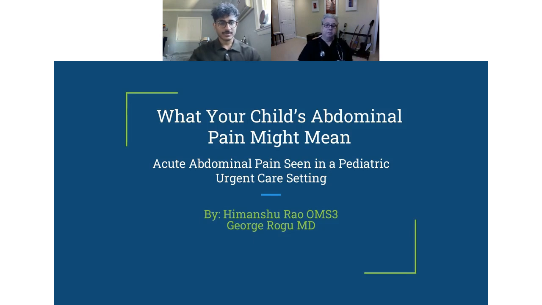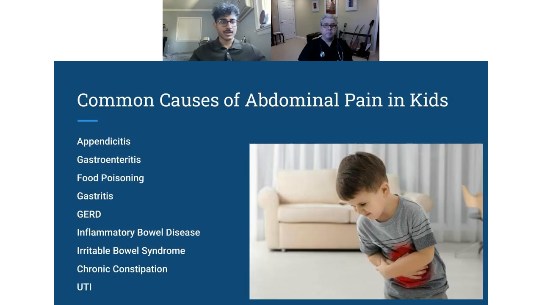So take it away, Dr. Rao. All right. So like Dr. Rogan said, we're going to talk about what your child's abdominal pain might mean. And here's just a list of common causes of abdominal pain in kids. So starting off, we have, I guess, the big gun, appendicitis. It's arguably one of the most severe conditions we're going to discuss today. And then we have gastroenteritis, food poisoning, gastritis, GERD or acid reflux, and inflammatory bowel disease, irritable bowel disease, chronic constipation, and UTIs, which are also a source of abdominal pain in kids.